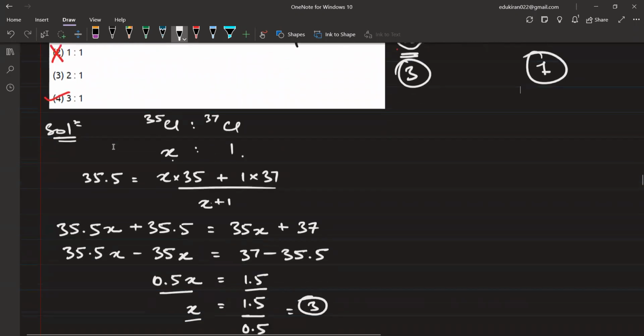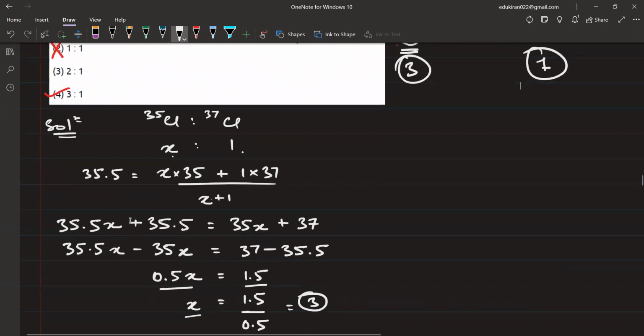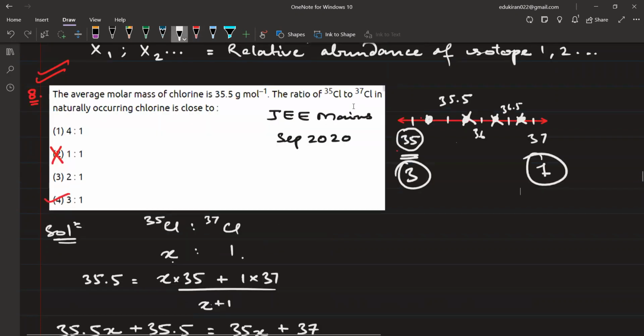Okay. Please write 37 down. So why is it 1? Look, understand it this way. Let us suppose we had only 35 chlorine and no other chlorine. I have only 35 chlorine in the complete universe. If I dig somewhere and get chlorine, it is always 35 chlorine. But then what will be the average molar mass of chlorine? It will be 35 only. Correct, yes or no? Yes, sir.